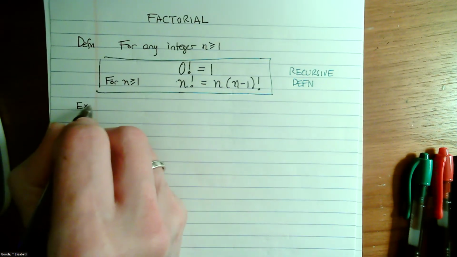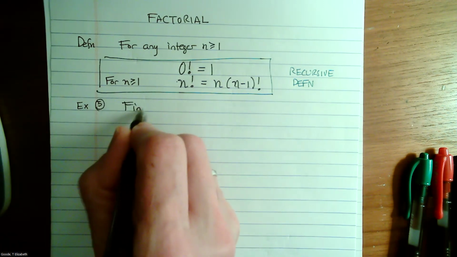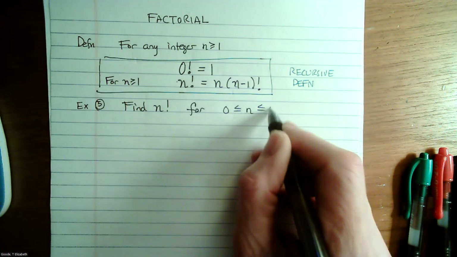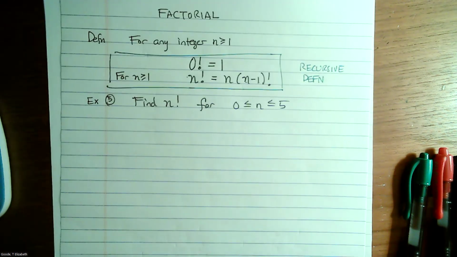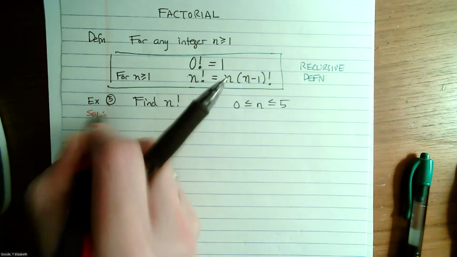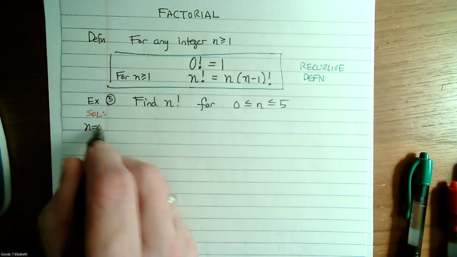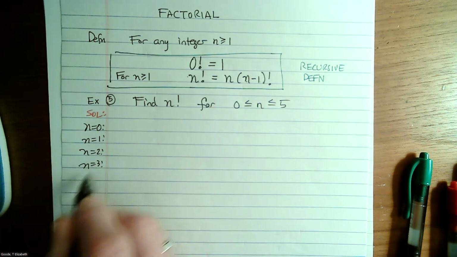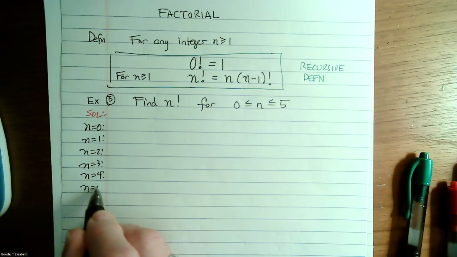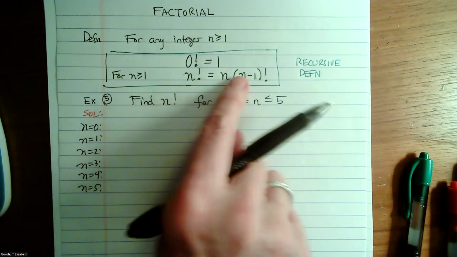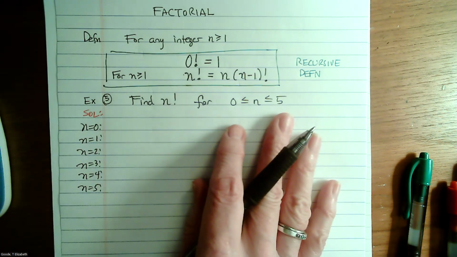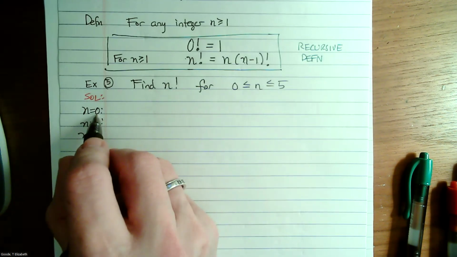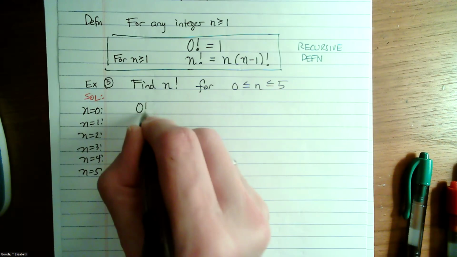So here's an example. Let's find n factorial for 0 less than or equal to n less than or equal to 5. We're going to do all of them. We're going to get some practice. Here's our solution. We'll just list them. So for n equals 0, 1, 2, 3, 4, and 5, we will calculate n factorial. And we are going to use the recursive definition, at least for a little while, because there are good reasons to understand it. So when n is 0, our formula says, hey, 0 factorial is 1.